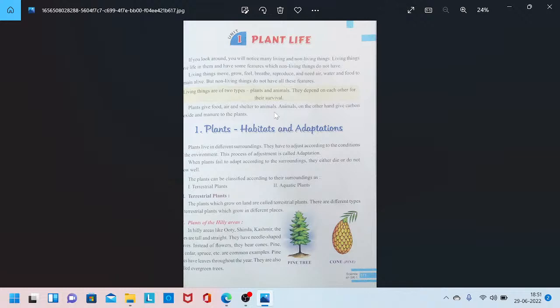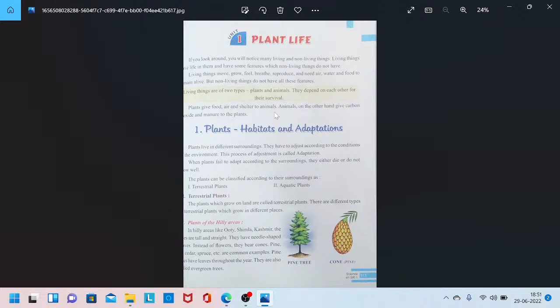Example, if you look at a chair, does it move by itself? No. If you do any harm to the chair, does it feel any harm? No. If somebody beats you, you feel harm, you feel pain, right? So living things feel, breathe, reproduce, move and grow. Non-living things do not have any of these features.